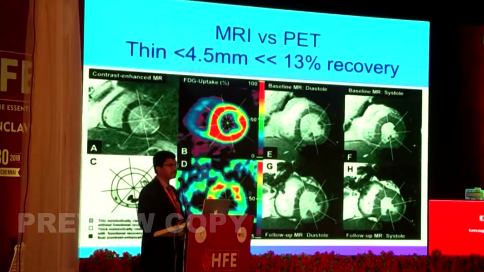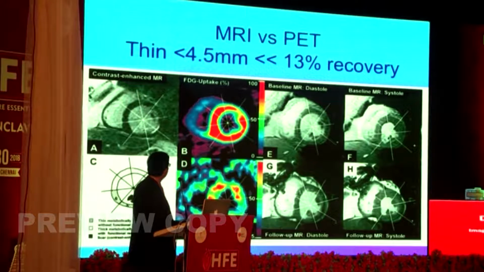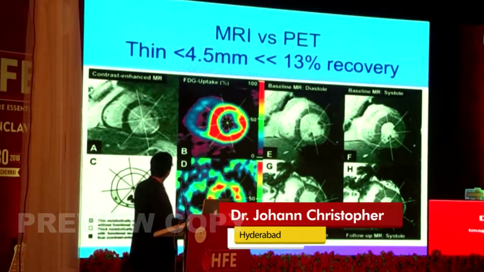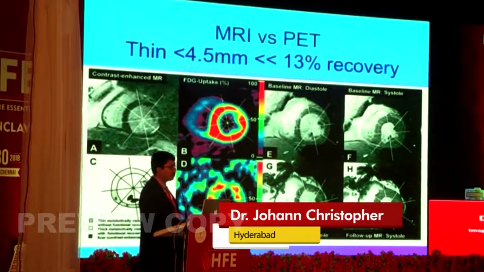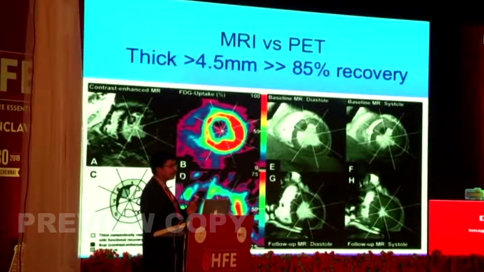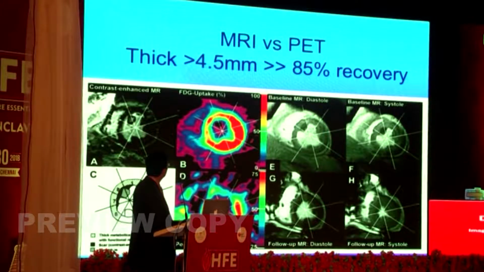What about PET? PET is a close competitor to cardiac MR, and it is actually more sensitive. However, data has shown that even if you have a little bit of PET uptake, if the thickness of the myocardium in that portion is less than 4.5 millimeters, the recovery is going to be less than 13%, compared to if on MRI the thickness is more than 4.5, then there is an 85% recovery.